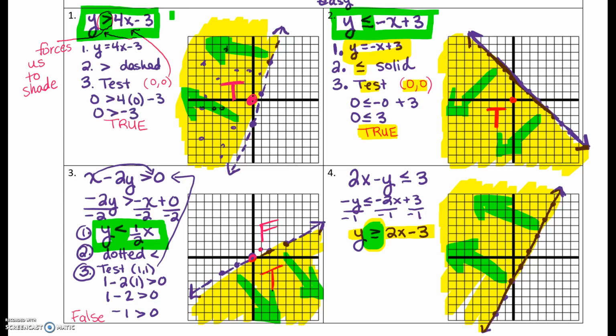Now, if you don't like doing it that way, you can always, of course, test 0, 0. You could put it in up here. 0 is less than or equal to 3. That is true. We have shaded on the correct side.